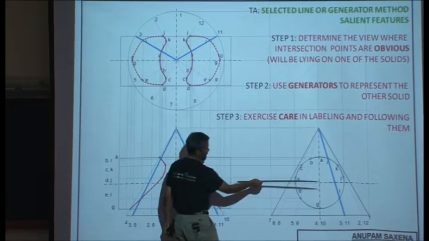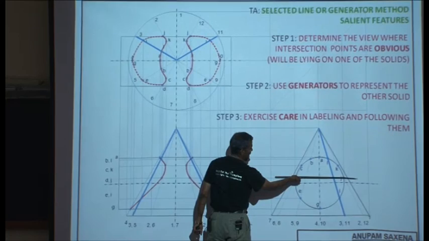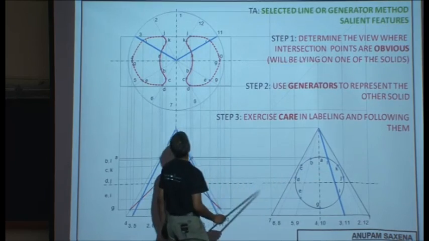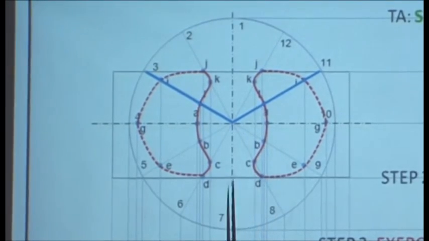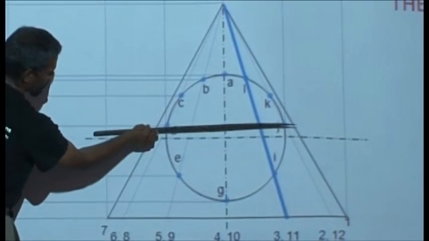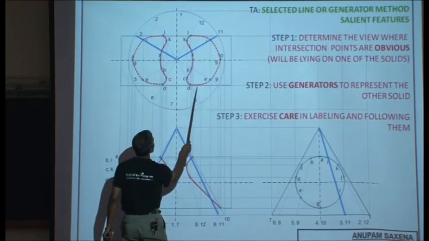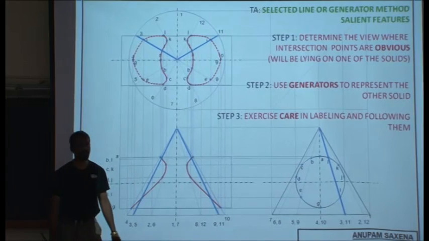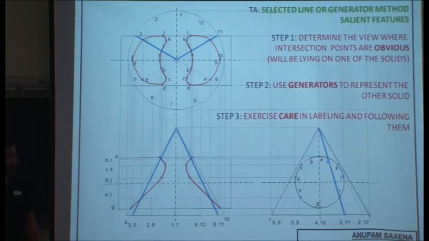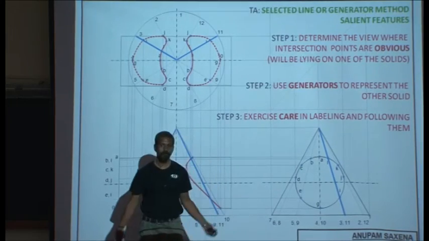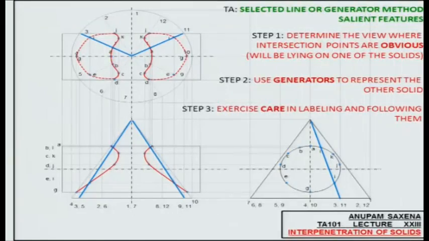Now if you notice, from this height and above, this part will be visible in the top view. And from D onwards, from this height down below, these will be hidden, they will be invisible. That's the reason why these lines are shown using hidden lines or dotted lines. So you'll have to be very careful in following the labels properly, because if you don't, then you'll mess up the connections between the dots, between the intersection points.